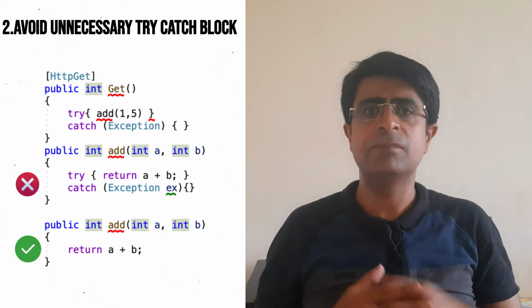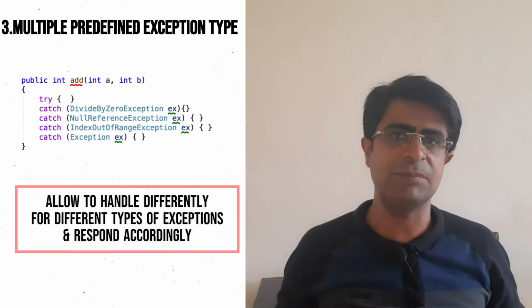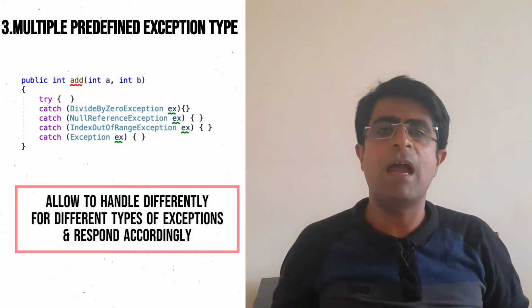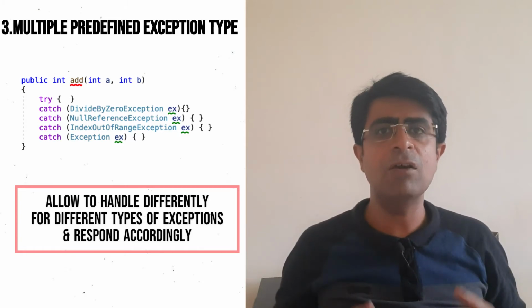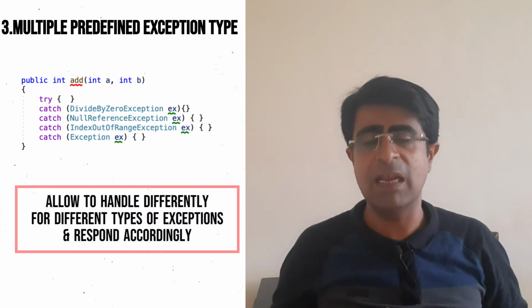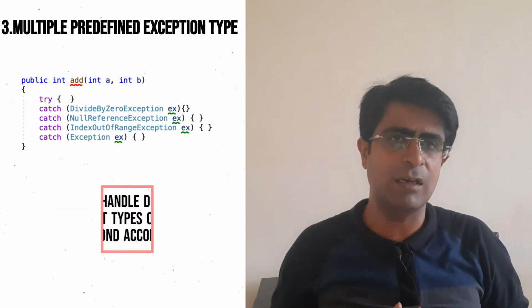Use multiple catch blocks with predefined exception types. Use predefined exception types in the catch block and handle the exception accordingly, along with the default exception type. This will help you identify the type of exception and handle or perform execution accordingly.